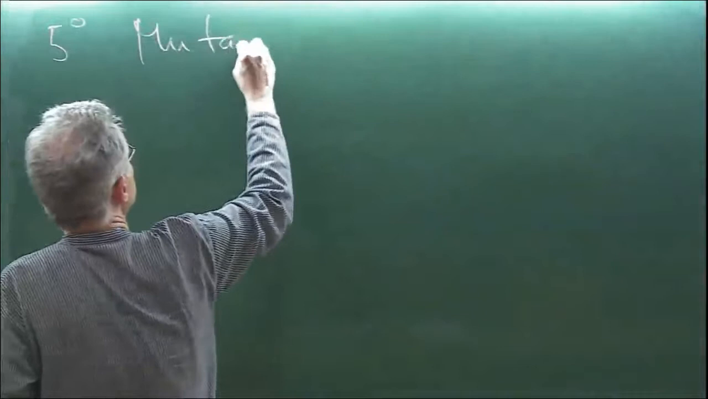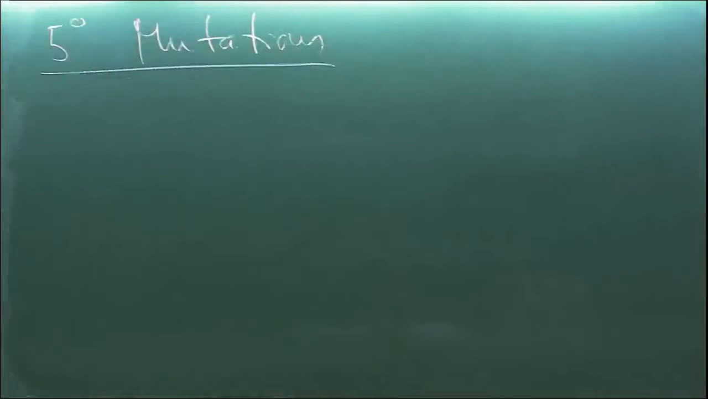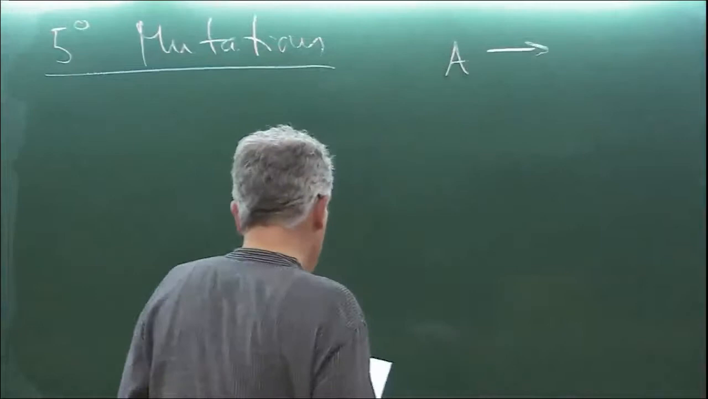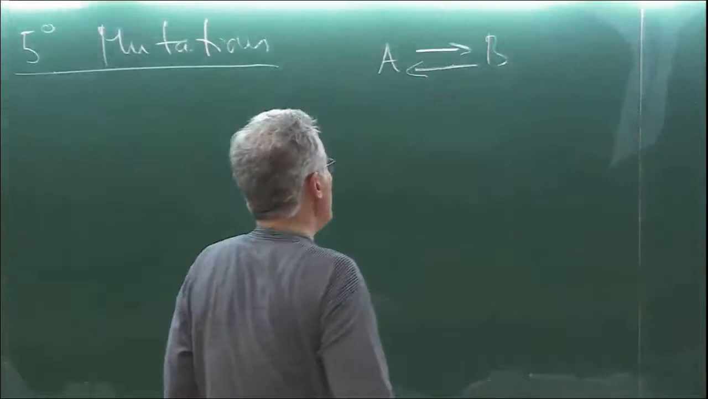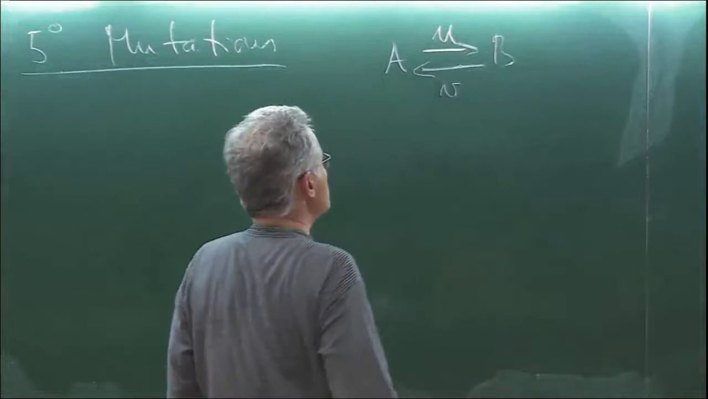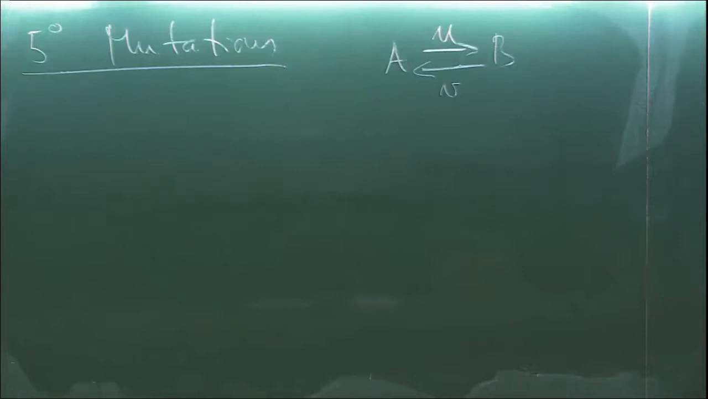So we're still going to consider this two-type model. We consider that there can be spontaneous mutations changing A into B, or changing B into A. And let's assume for generality that these can occur at different rates. Let me call these rates U and V.